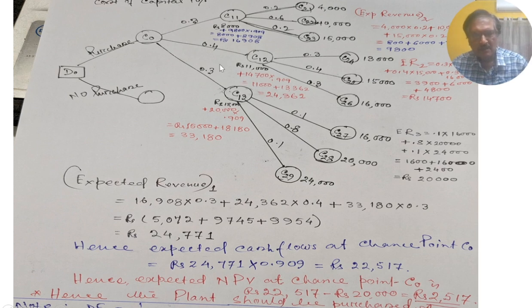Then what steps have you adopted? First you have to draw the decision trees, and from the last you have to move to the beginning. From the last you have to find out the expected cash flows, then discount those expected cash flows to the respective year, and finally you have to come back to the initial point and compare with the cash outflows. In this way we have taken the decision.